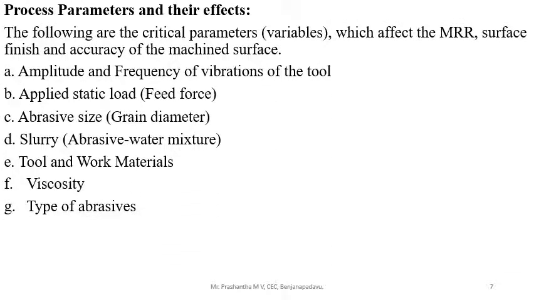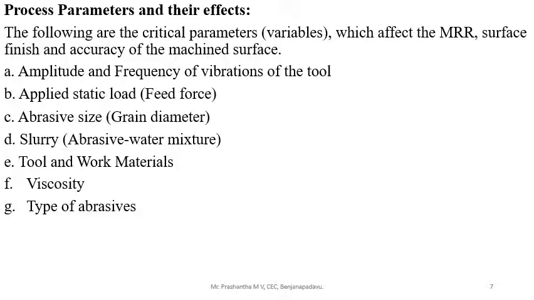See, process parameters are nothing but critical parameters or critical variables which affect the material removal rate, short form is MRR, and surface finish and also accuracy of the machined surface. Process parameters or critical variables which affect the material removal rate, surface finish and accuracy of the machined surface. Here a few of the process parameters are as follows.